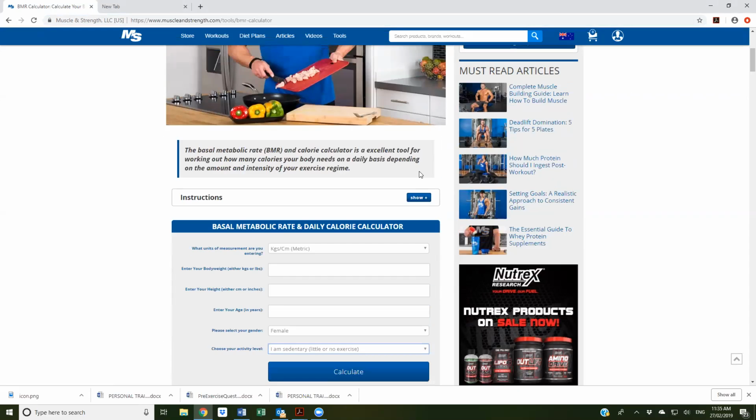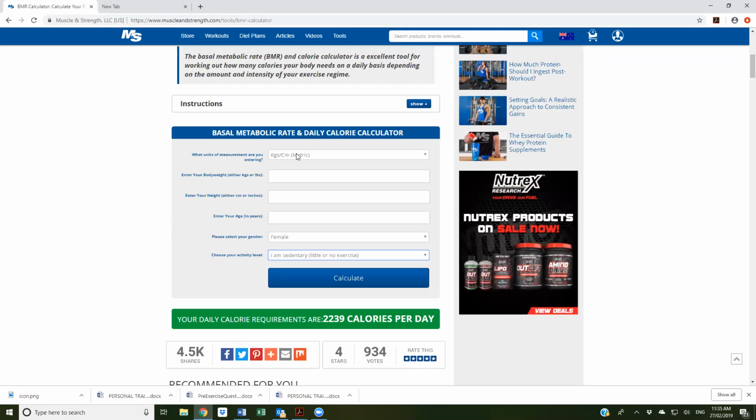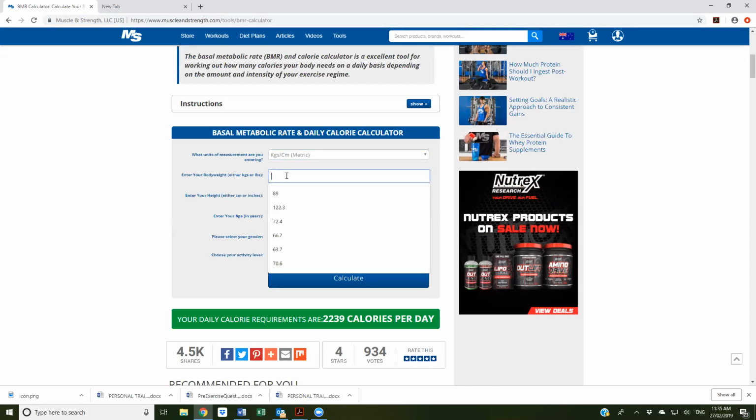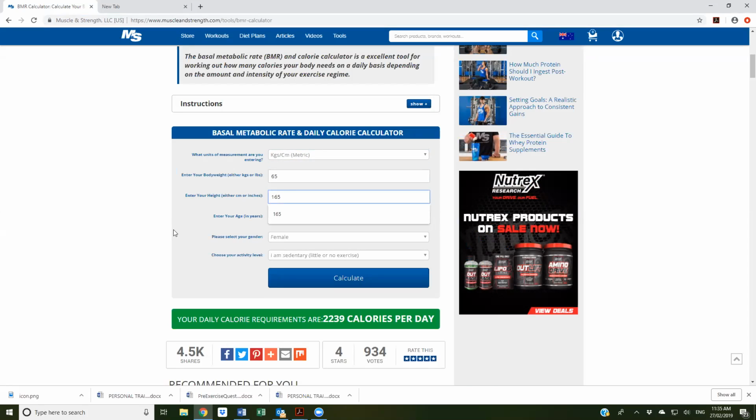The first thing that we're going to do is come down and plug in some basic details. First of all, if you're on this one, make sure that it is the metric version. You're going to enter your weight, and I'm just going to use an example person today. I'm going to make this one up. So our body weight for this person will be 65 kilos. Their height, 165, 28 years of age. We'll keep it on female.